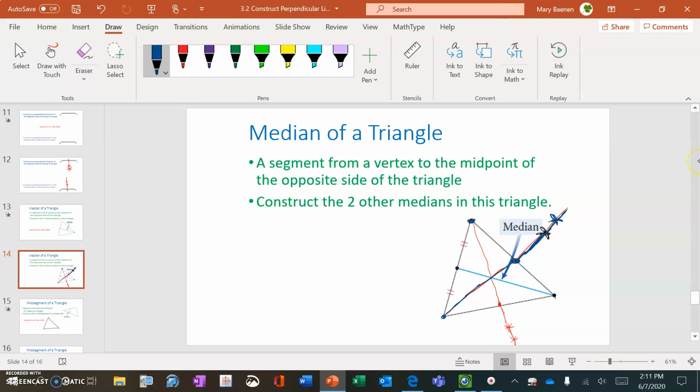Same thing over on this side. I stabbed in and made an arc, and from the other endpoint an arc. Go back here with a different opening of my compass, made an arc. From here, made an arc. So if I connect those two arc intersections, that's a perpendicular bisector of that side, which means this is the midpoint of that side. And then a median goes from the vertex to the midpoint of that opposite side.